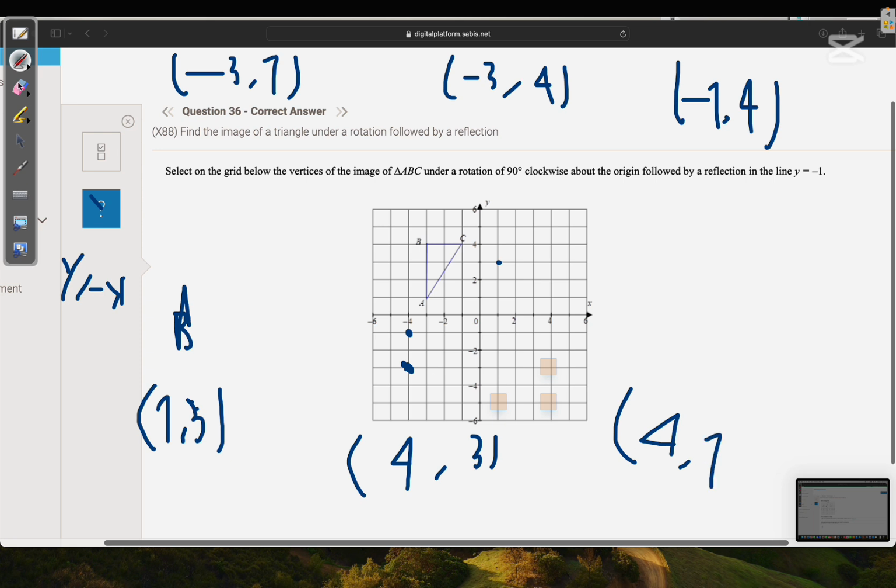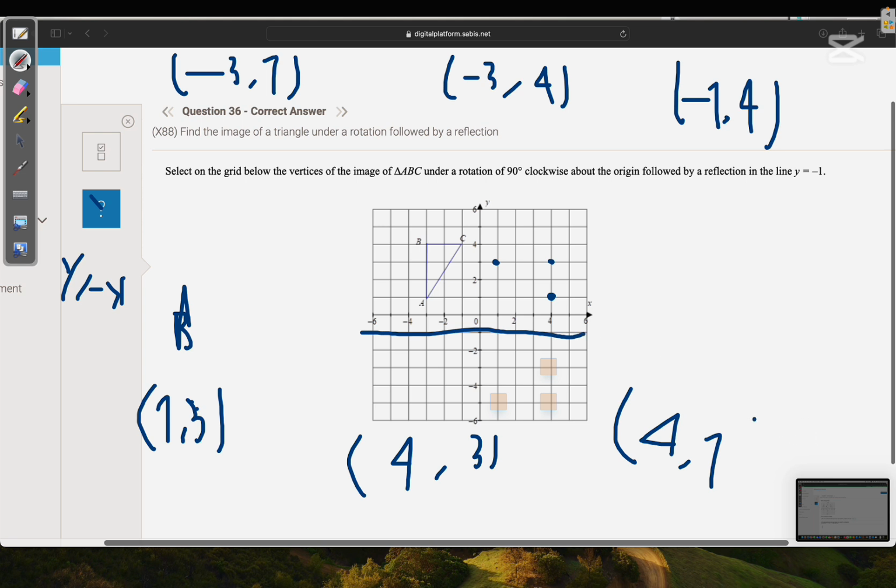So let me regraph the points, after that horrendous mistake. (1, 3), (4, 3), and (4, 1) here. So now they want reflection about y equals -1. This line.